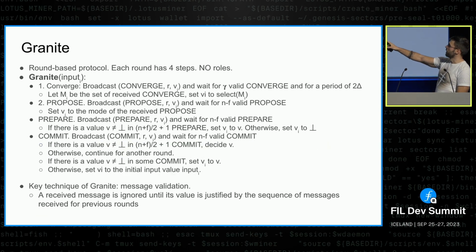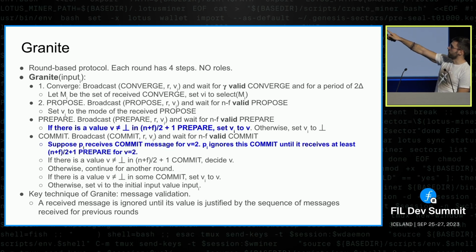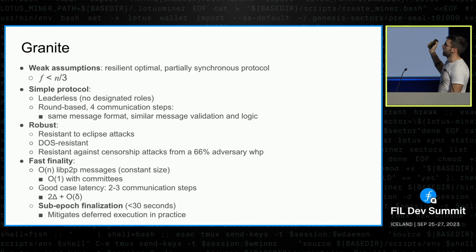So what do I mean by that? For example, look at the second blue step, not the first one. Suppose a process receives a commit message for value 2. This message is ignored until the receiver receives at least that number of prepared messages for the same value. Because the only way a correct participant could have sent a commit for that value in the first place is if he had received that many prepared messages. Otherwise, it doesn't make sense to even consider this as valid. So that really restricts what the adversary can do in the protocol. And in particular, this technique is what allows us to provide censorship resistance against a very strong adversary. And I can get into that later.